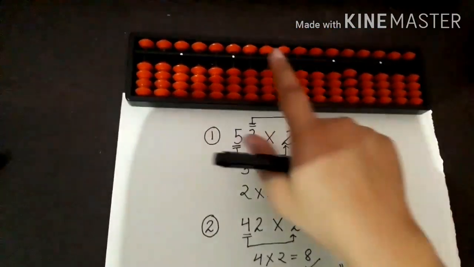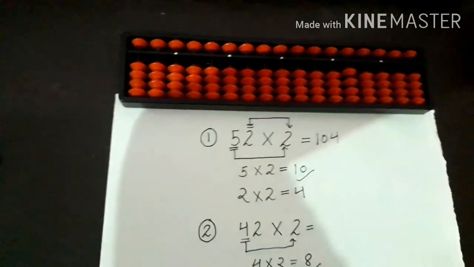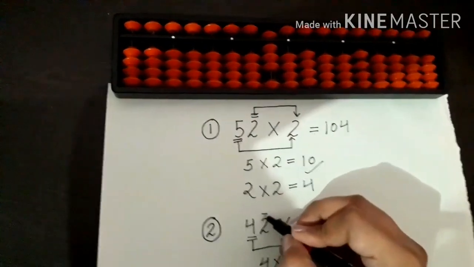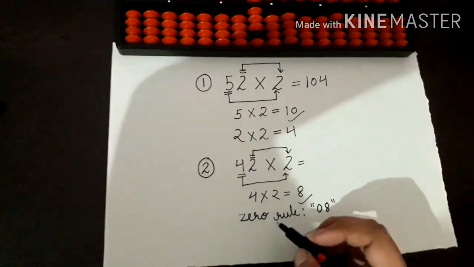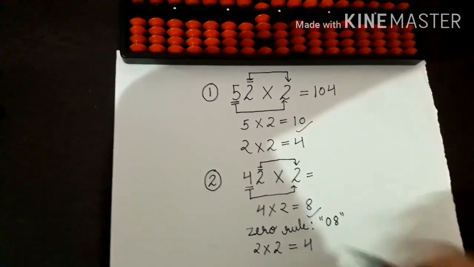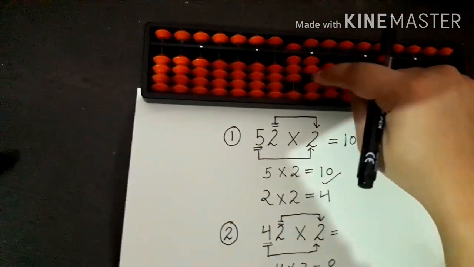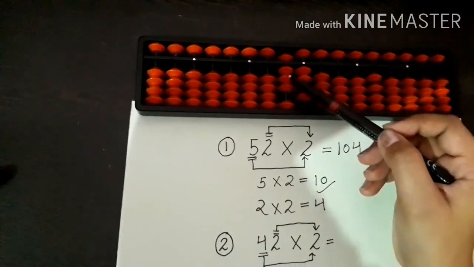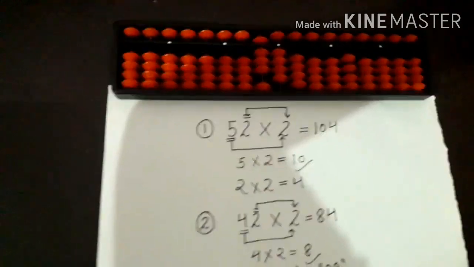First of all, 0. We will start from the hundreds rod. So nothing will be there in the hundreds rod. Then 8: 5, 6, 7, 8. Now we will go for the next. Now 2 into 2 is equal to 4. Now put 4 in the units rod: 1, 2, 3, 4. Now what is the answer? 50, 60, 70, 80. 80 and 4, 84.